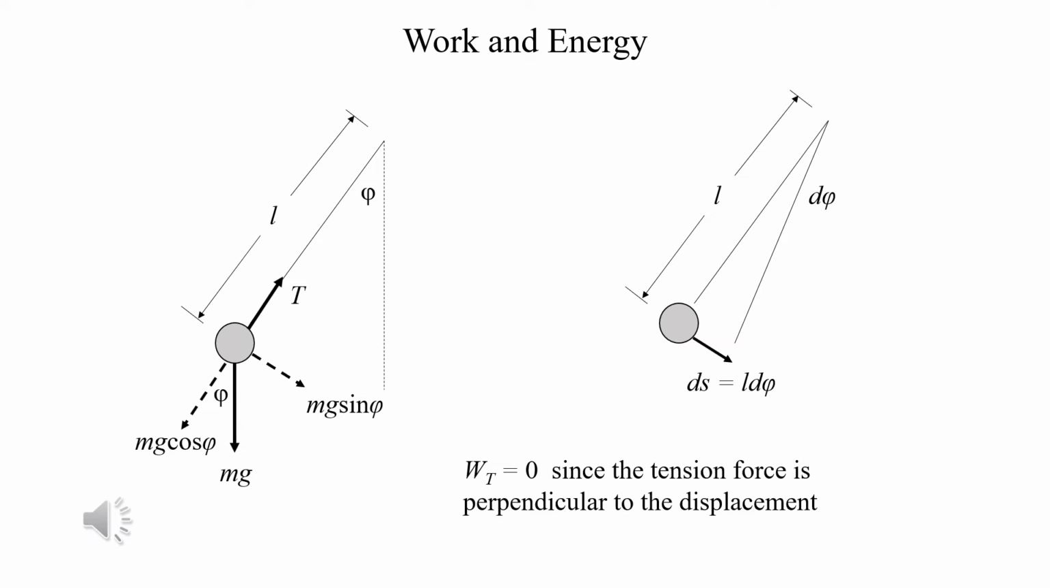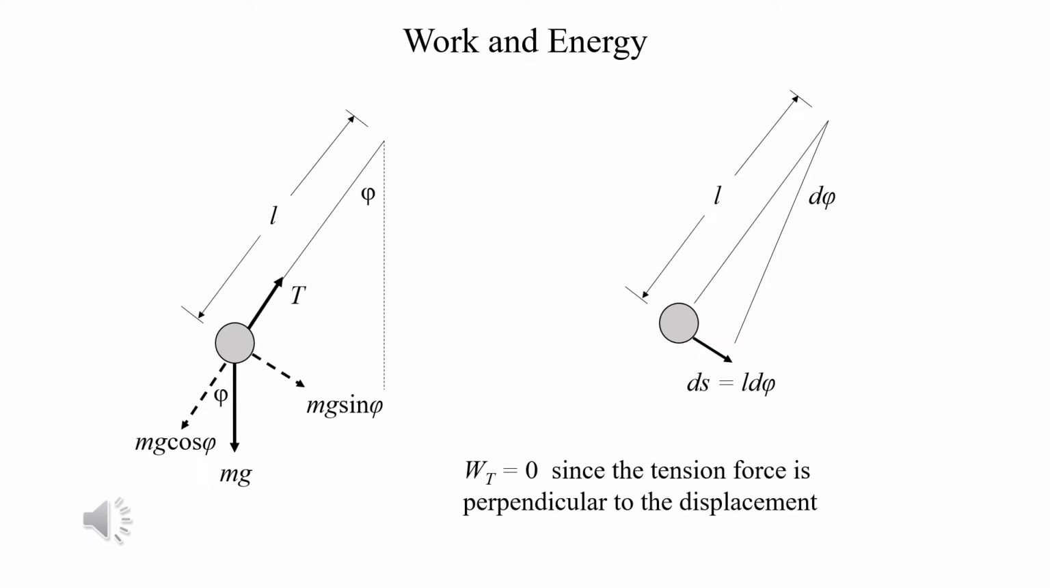Okay, so since we're going to move tangentially to the curve, we break the weight vector into a component that's tangential and a radial component. So the radial component is mg cosine phi. The tangential component is mg sine phi. So the tension force does not do any work, since it is always perpendicular to the displacement. So the only force we have in the direction of the displacement is the mg sine phi.